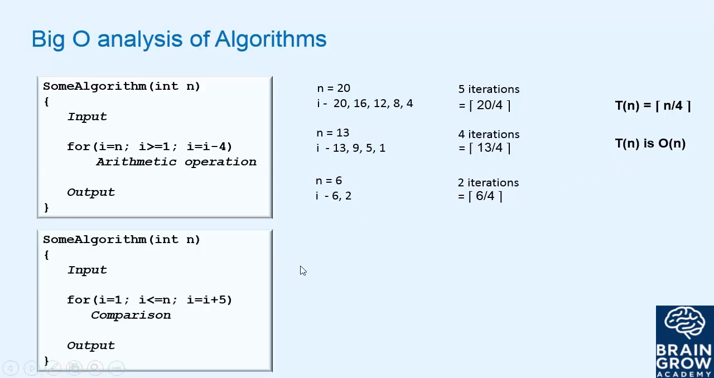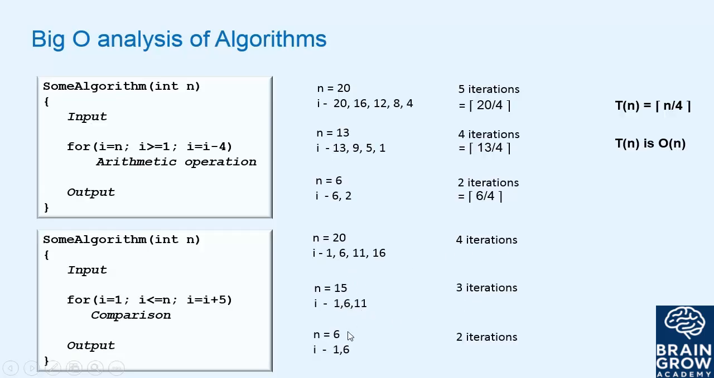Now let's consider this loop in which the control variable is incremented by 5 each time. If n is 20, I will take these values, so there will be 4 iterations of the loop. If n is 15, there will be 3 iterations. And if n is 6, there will be 2 iterations. The number of loop iterations in this case is equal to ceiling of n divided by 5. So time complexity is this, which is again of order n. So we can say that the time complexity of loops in which the control variable is incremented or decremented by a constant amount is order of n.